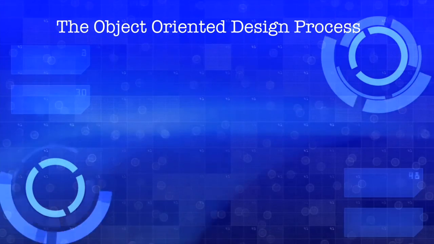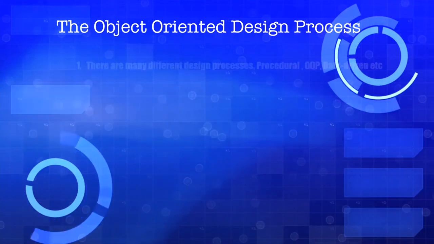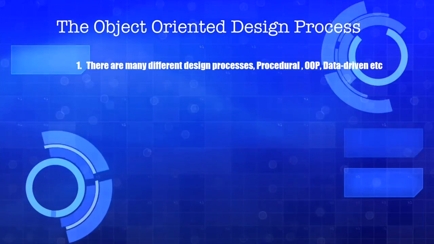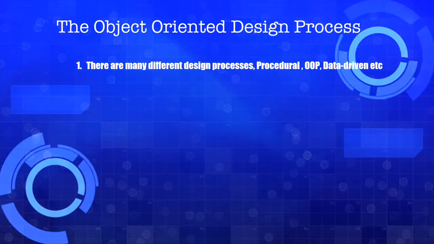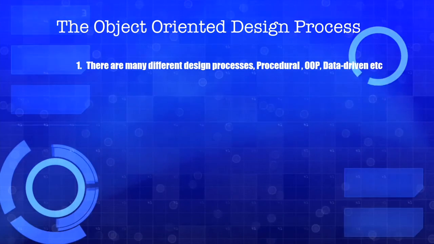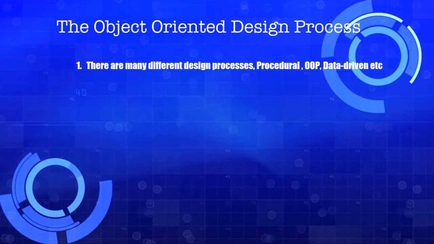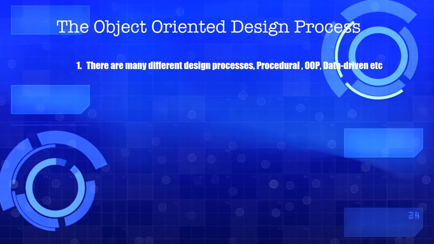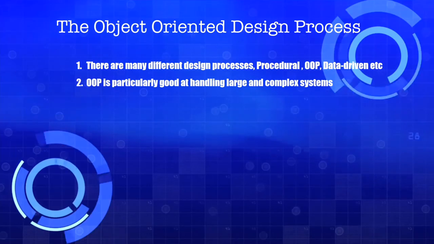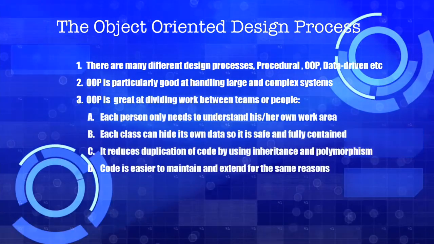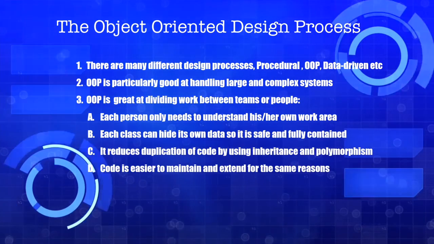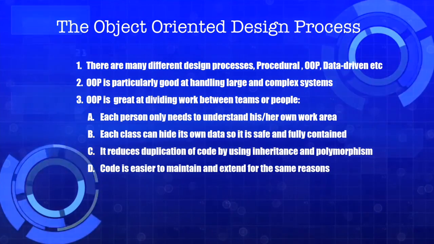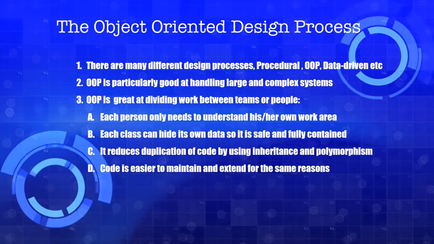So let's summarize and find out exactly what those characteristics were again. First of all, there are many different potential design processes. OOP is just one of them, but it has become very popular recently because it simplifies complexity and it allows work to be split up between different teams very easily. It's good at handling large, complex systems like the one we've just described. And it's very good because different teams and sub-teams within them only need to know the bits that they're working on, and the rest of it can be hidden because you don't really need to know it.